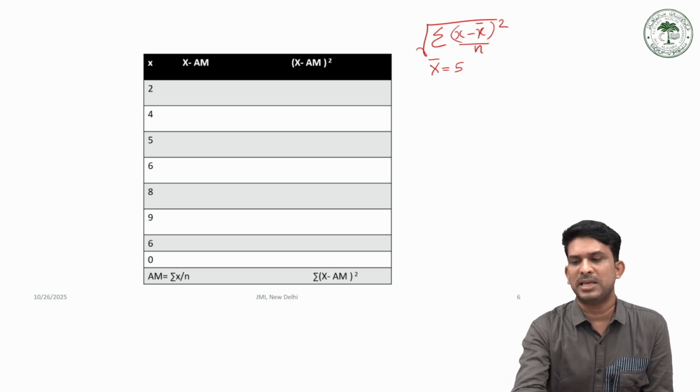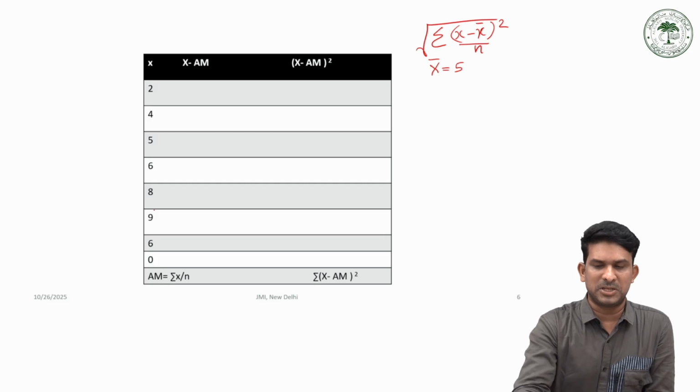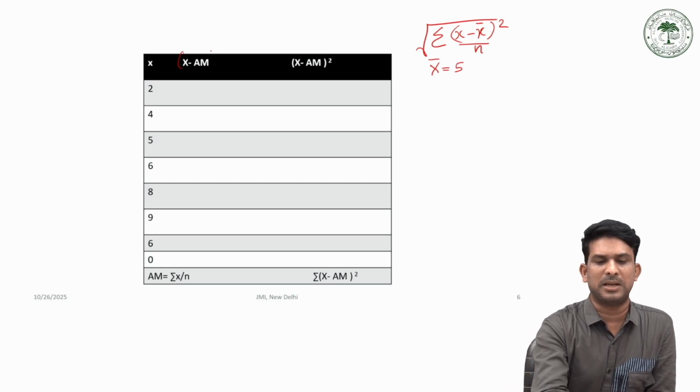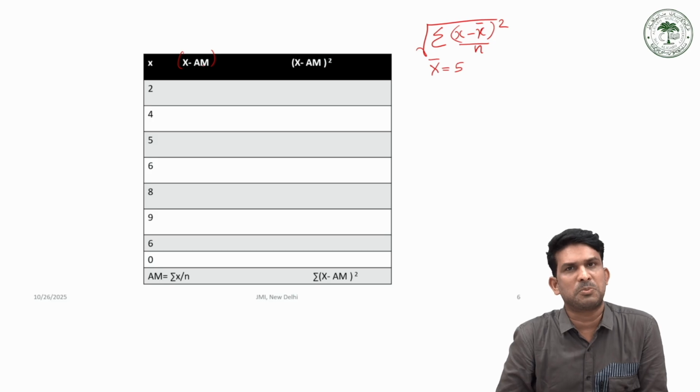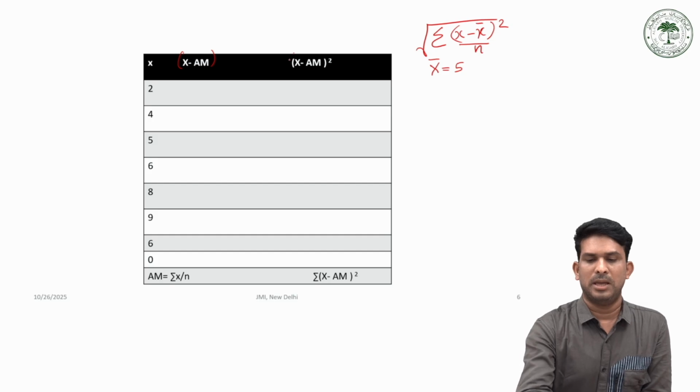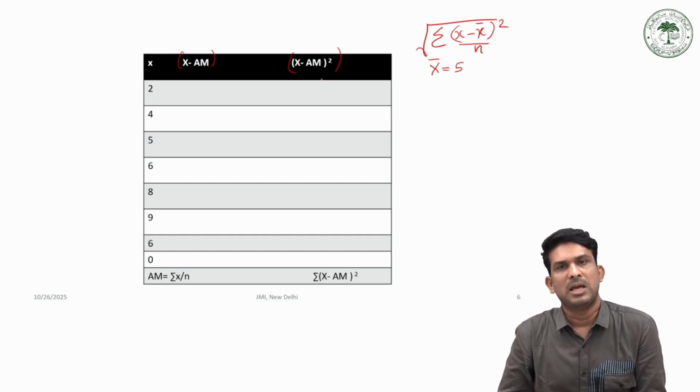So what I need is x, which I have mentioned here. Next I need x minus x bar. This is the thing, x minus x bar. I have mentioned x bar as arithmetic mean, AM. Next is x minus x bar the whole square. These are the calculations I have to find out.